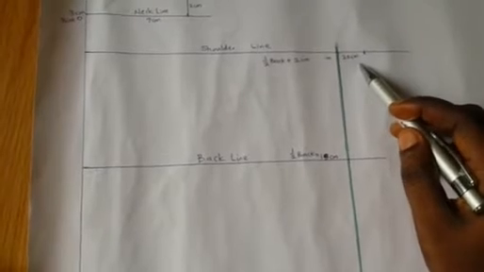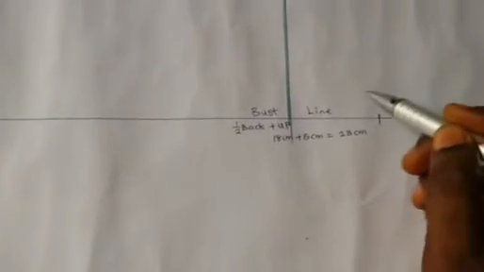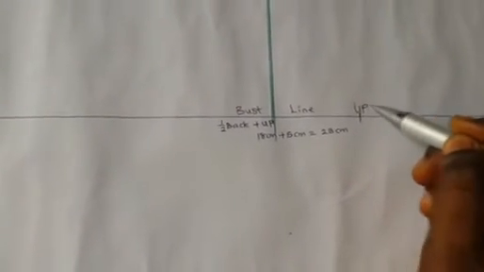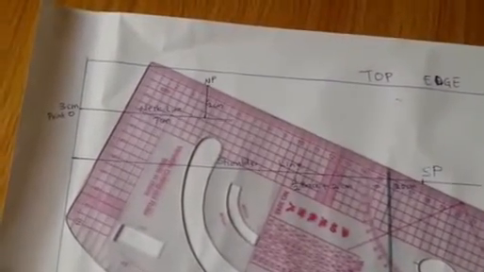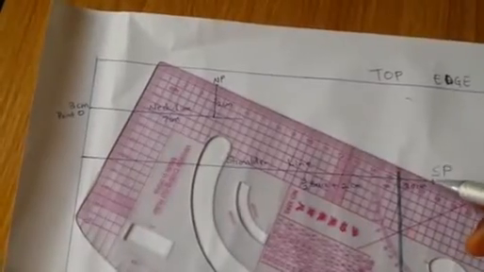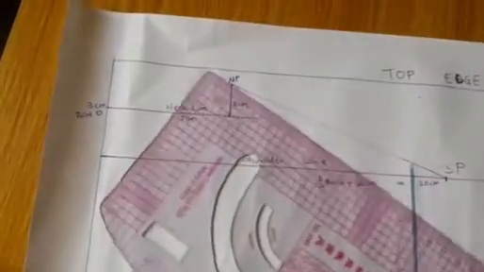So the vertical line will be a guide to draw our armhole. The 20 cm point here is labeled shoulder point, SP, while the 23 cm point here is labeled UP, that is the underarm point. So we have to join now the shoulder seam, and the shoulder seam runs from the neck point to the shoulder point. From the neck point to the shoulder point, you draw your shoulder seam this way.